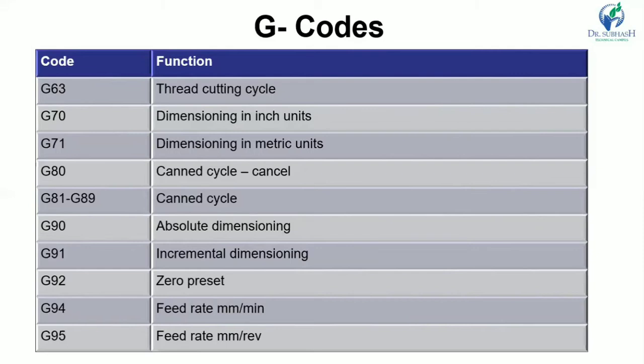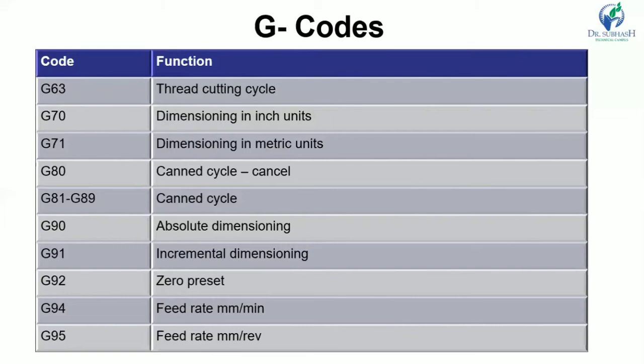G90 is used for the absolute dimensioning. G91 is used for the incremental dimensioning. G92 is used for the zero preset. G94 is feed rate in mm per minute.